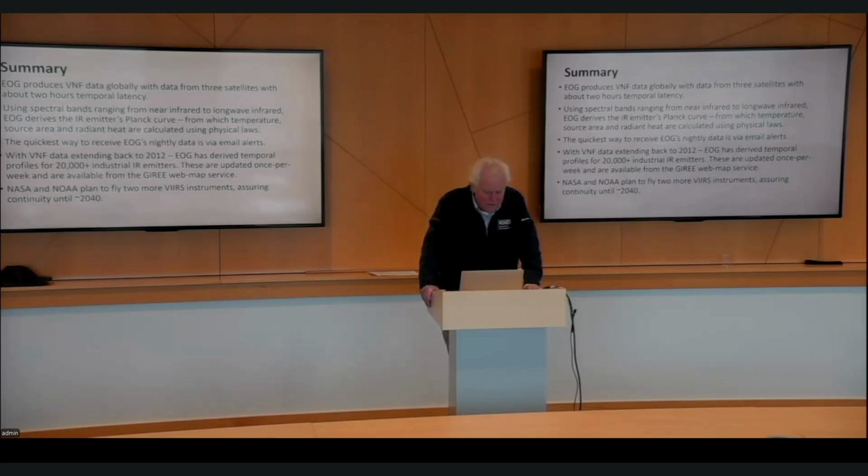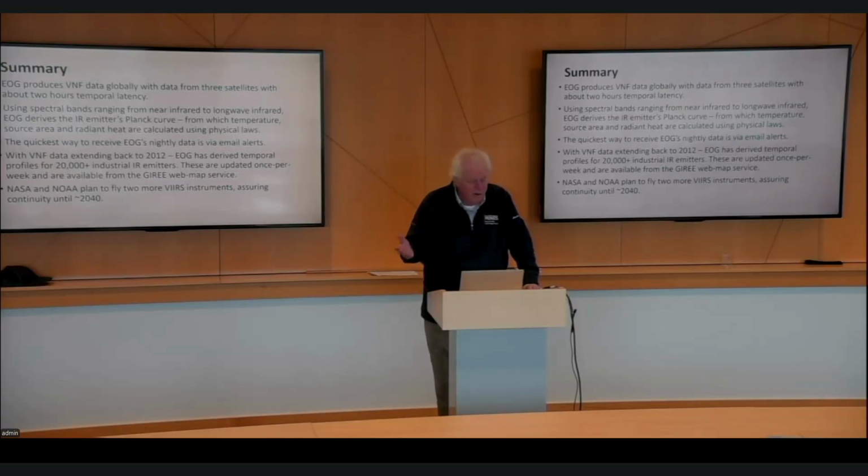We produce VNF data globally from 3 satellites with about a 2-hour latency. Using spectral bands in the near-infrared to long-wave infrared, we derive Planck curves for infrared emitters, calculate temperatures, source area, and radiant heat with physical laws. The quickest way to get access to this data is with our email alerts.